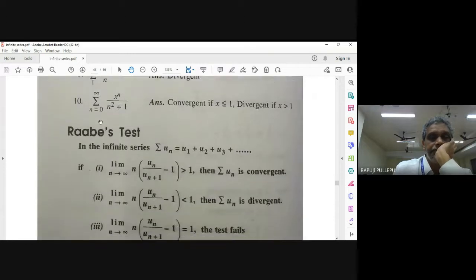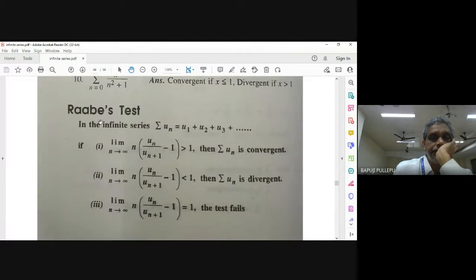Raabe's test. If you are done, Raabe's test, what will you do? Limit n tends to infinity, where u1, u2, u3, un are positive terms. Then limit n tends to infinity of n into un by un plus 1 minus 1. Greater than 1 means un is convergent. Less than 1 means divergent. Equal to 1, the test fails. Note down Raabe's test.